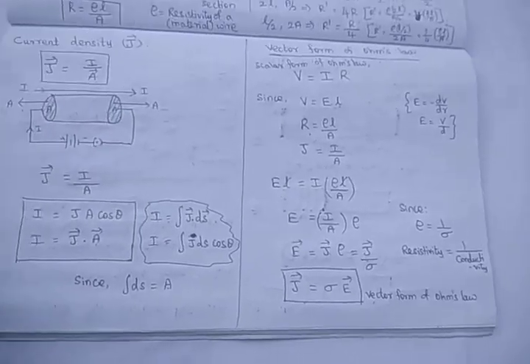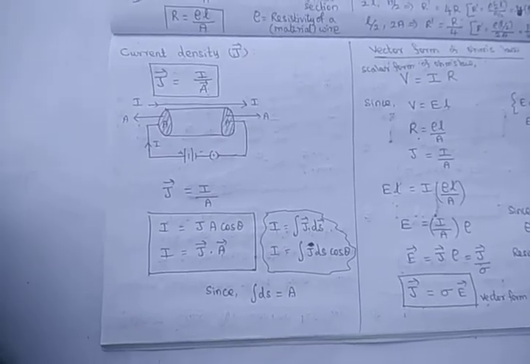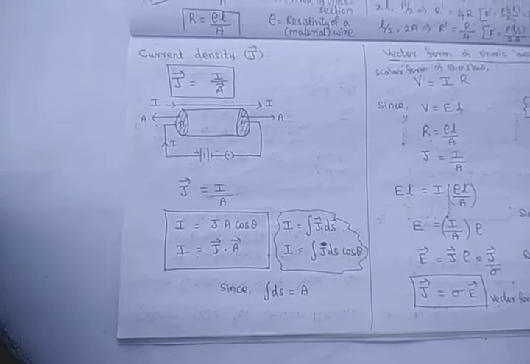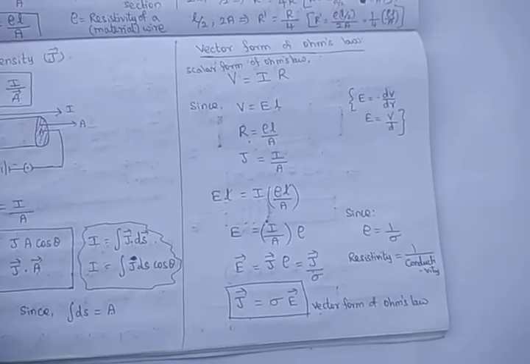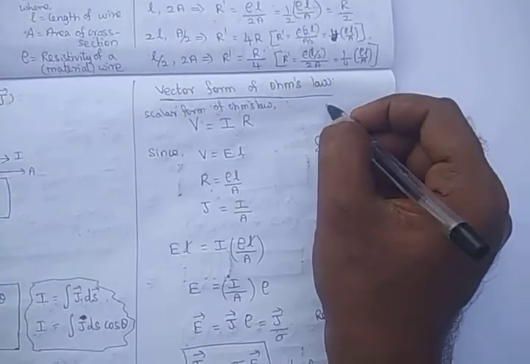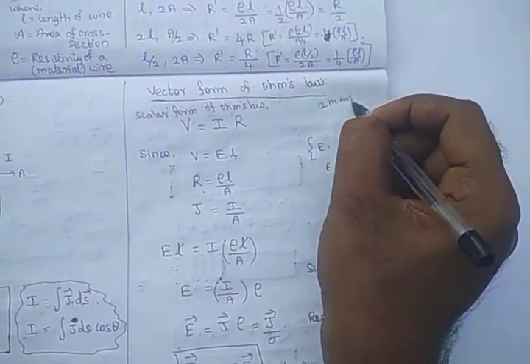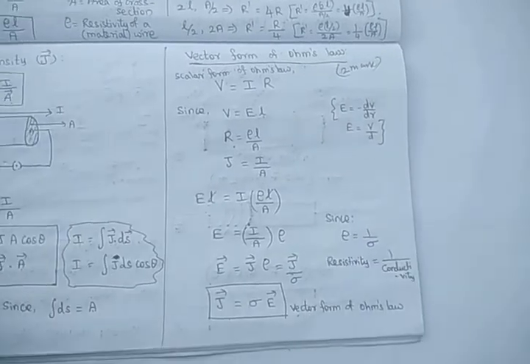I will show you students, in order to write the classwork, note this page very slowly. Current density and the vector form of Ohm's law is a very important question, which is frequently asked for 2 marks or 3 marks in the exam.